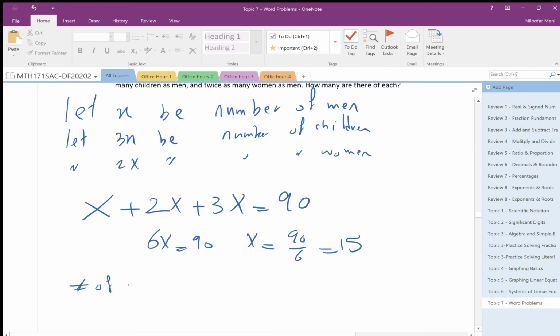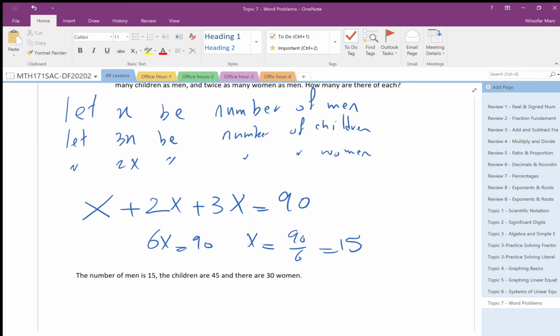Then we can say the number of men, or maybe I can type it. I know my handwriting is awful. So the number of men is 15. The children are 45, and there are 30 women, maybe wife and friend.